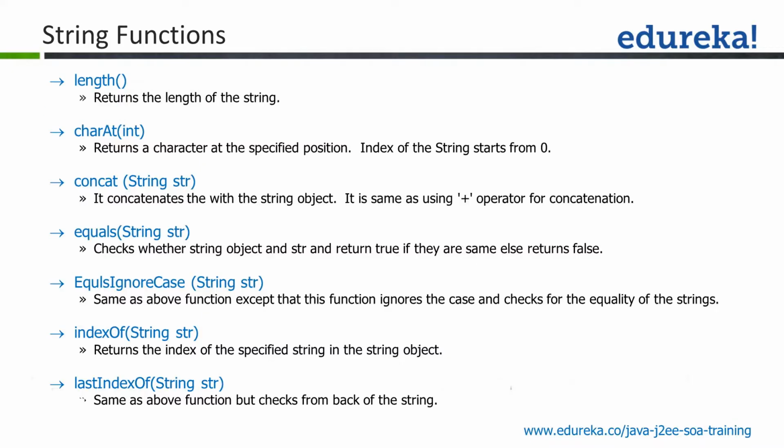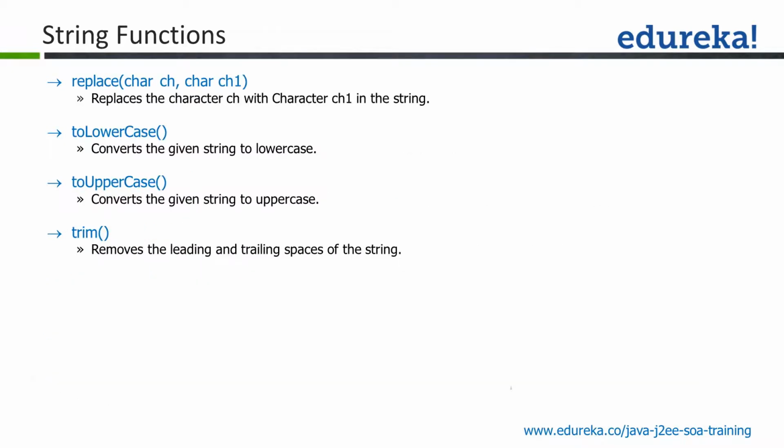So we got various methods available on string now. Let us see some of them. We got length, charAt, concat, equals, equalsIgnoreCase, indexOf, lastIndexOf. Then we got replace, toLowerCase, toUpperCase. We got so many functions in the String class. So let us try to explore these various methods on strings now.